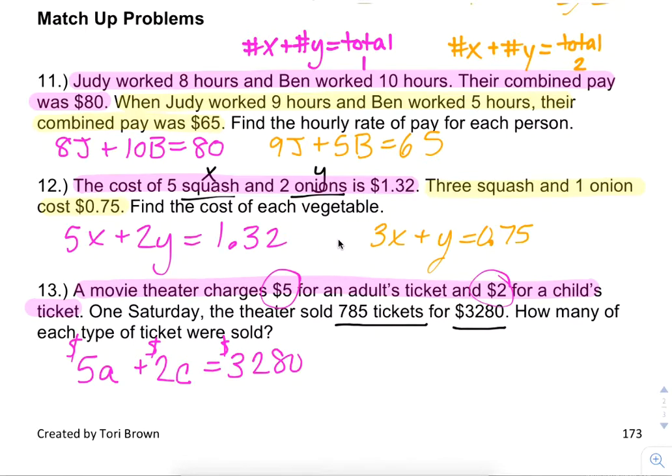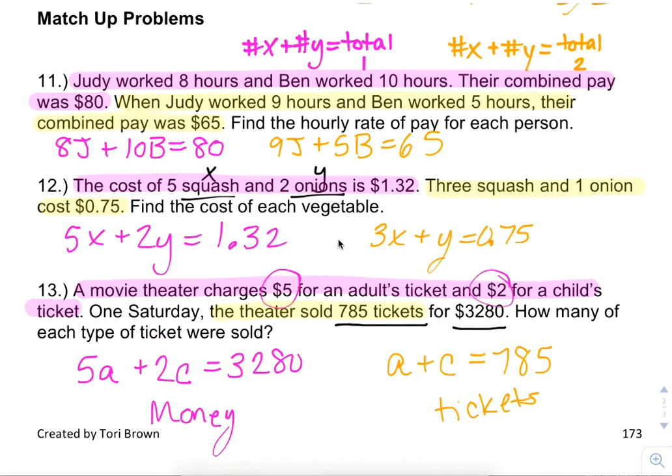The part that you can't see is what you're doing here. They sold a total of 785 tickets. Well, you already know what the tickets are. The tickets are A and C, adult tickets and child tickets. The total is 785. So this part is your tickets. The first part we did was where your money was. And that's why we don't really need the dollar signs on there.